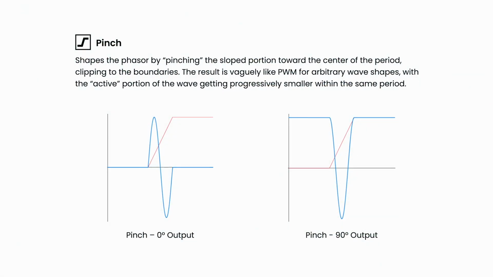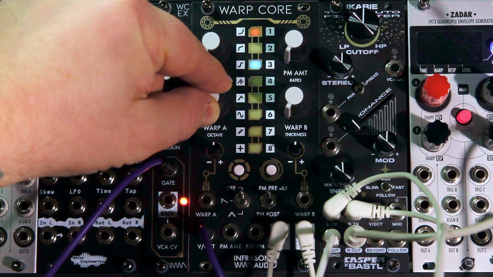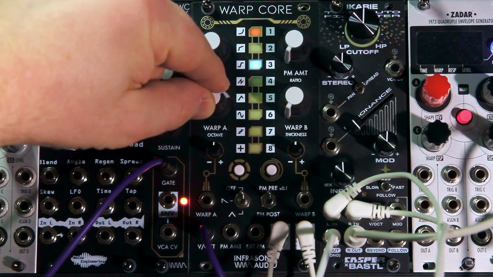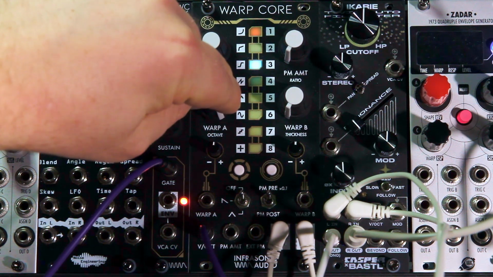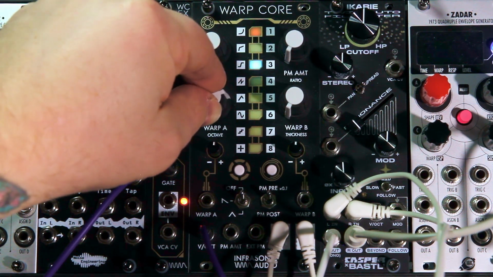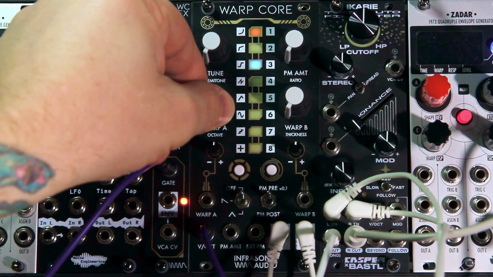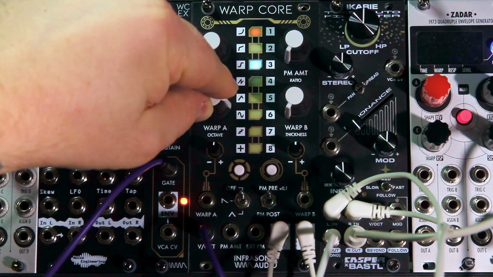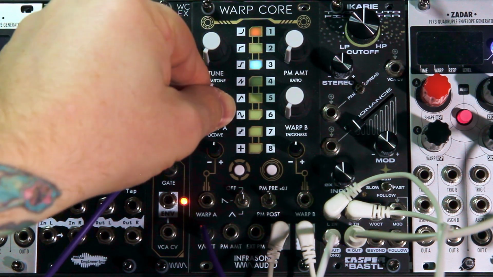The third mode is called pinch, which pinches the phasor toward the center of its period, which gives a sort of pulse wave modulation. This thins out the sound of the oscillator typically, so remember that later. We can add a sub-octave reinforcement to thicken up our tone again. See how it's getting all thin at the top there?